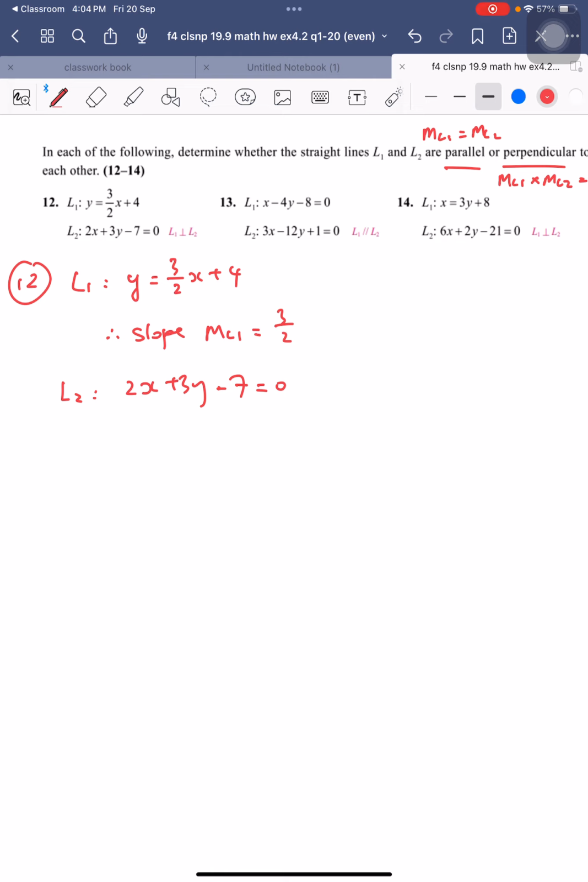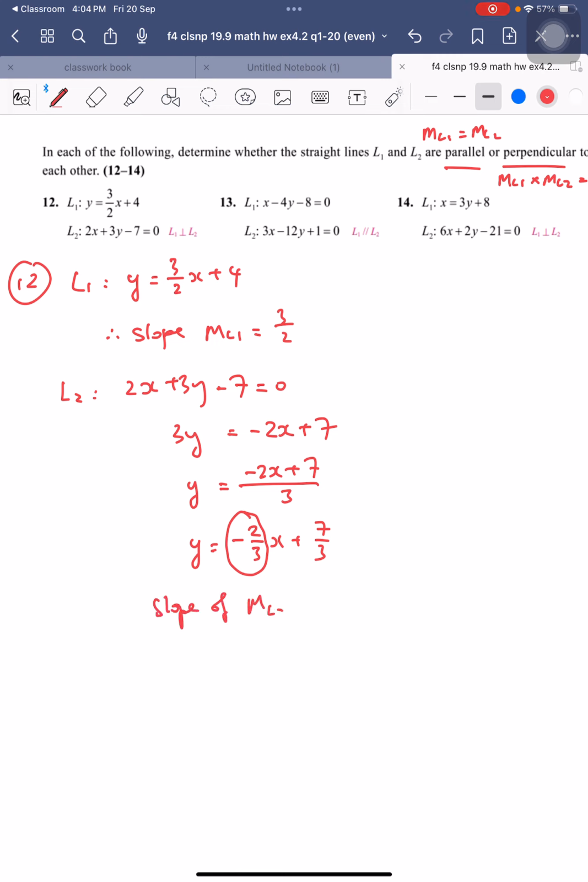So first of all, we change it to y equal to mx plus c. Again, I have this 2x, I don't want it, so throw it to the right and it becomes negative. This -7 goes to the right and becomes positive. So now I have 3y equal to -2x plus 7. Then I don't want the 3, so I divide the whole thing by 3. Then I have y is equal to -2 over 3 x plus 7 over 3. So now the -2 over 3 is going to be our slope, m_L2 is equal to -2 over 3.